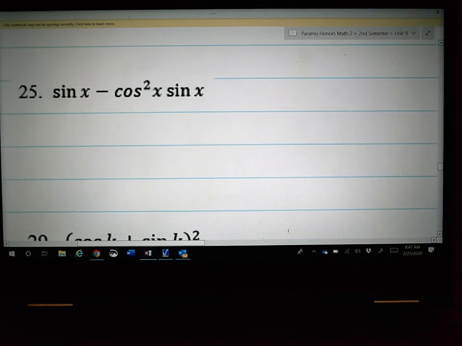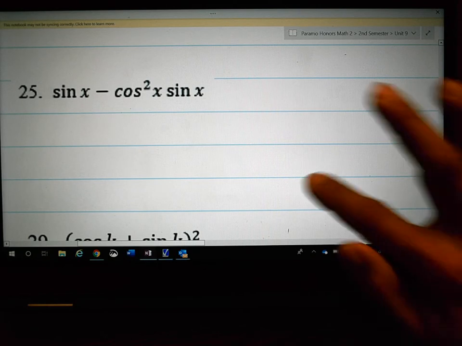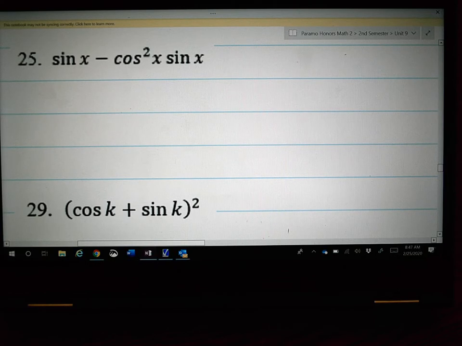Number 25. Let me start you with number 25. Before I start you with number 25, what do you think you're going to do? There are 4 hints for you. Which hint are you going to use? Look at your 4 choices. Which of the 4 hints are you going to use? Say it out loud.